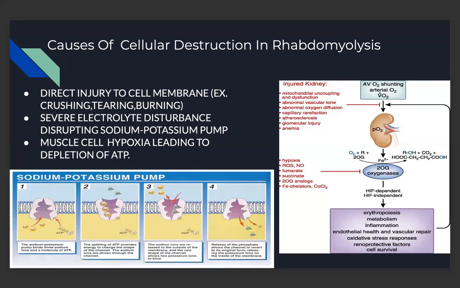Muscle cell hypoxia leading to depletion of ATP. When a muscle injury or ATP depletion occurs, the result is an excessive intracellular influx of sodium and calcium. An increase in intracellular sodium draws water into the cell and disrupts the integrity of the intracellular space. The prolonged presence of high intracellular calcium levels leads to sustained myofibril contraction that further depletes ATP.